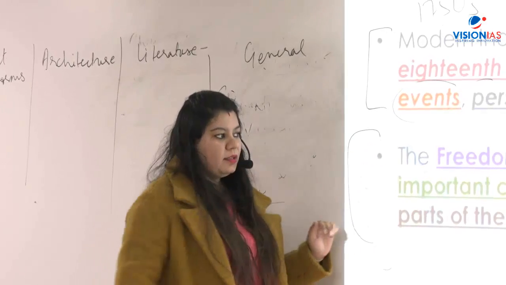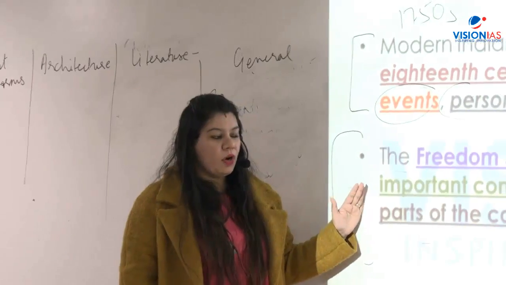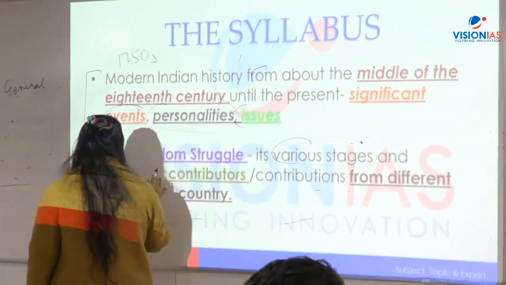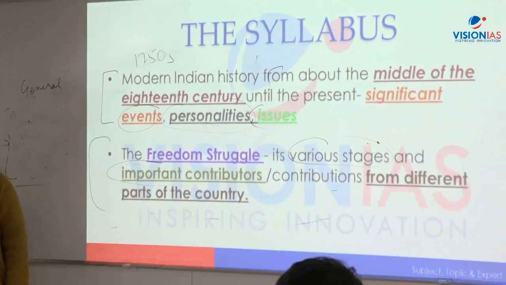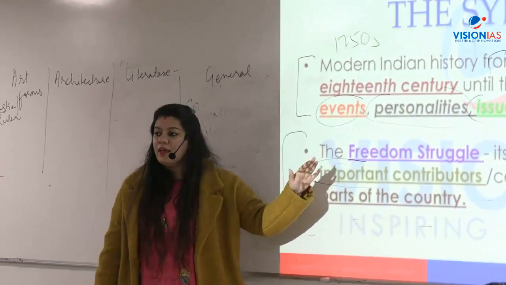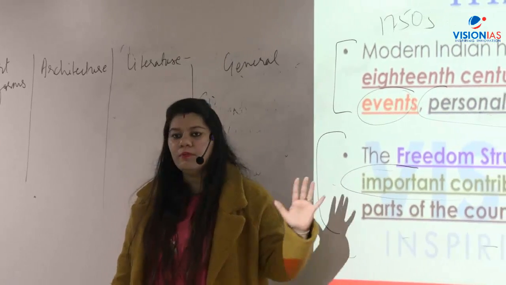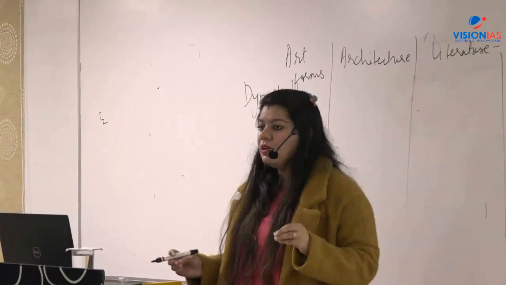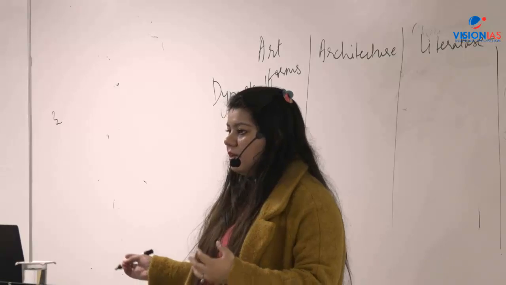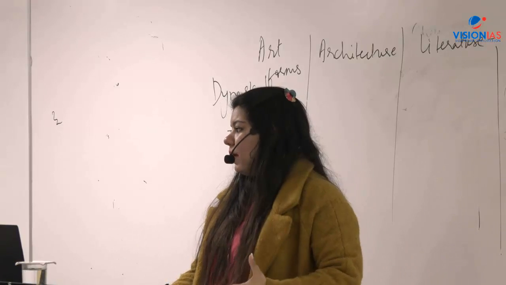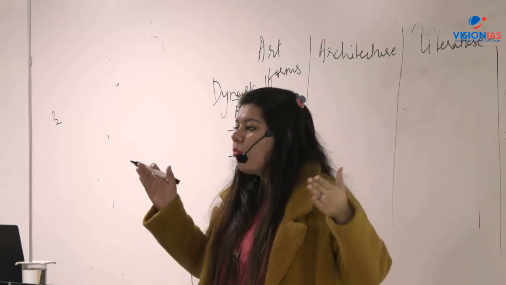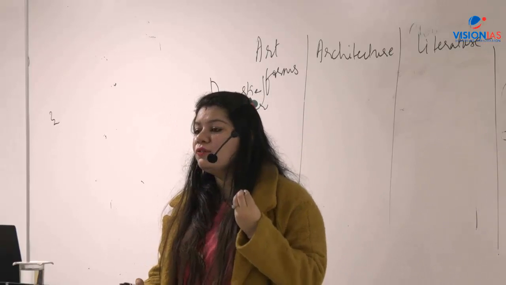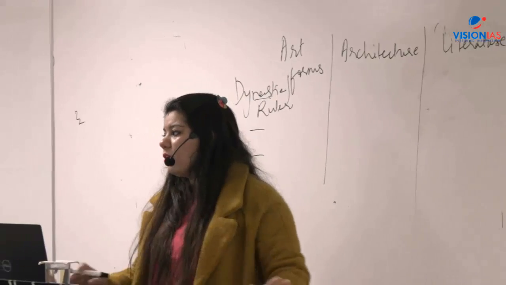The second part of your syllabus says, again, the freedom struggle, its various stages, important contributors or contributions from different parts of the country. Understand again every word of the syllabus. The stages of the freedom movement, important contributors, and not even contributors, contributions from different parts of India, right? So don't assume again that they cannot ask anything from, let's say, the contributions from the southern part of India, the northern part, the western part, the northeastern part of India, right? They are all very, very important in their own way. Every region of India has made a significant contribution in the Indian national movement. They can ask you anything on this.